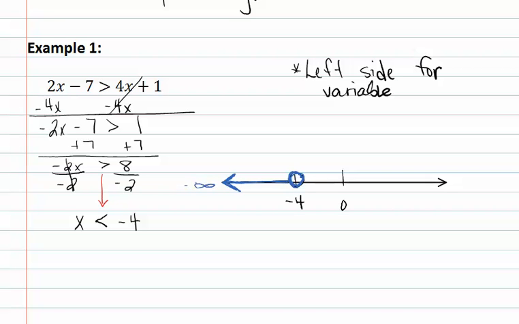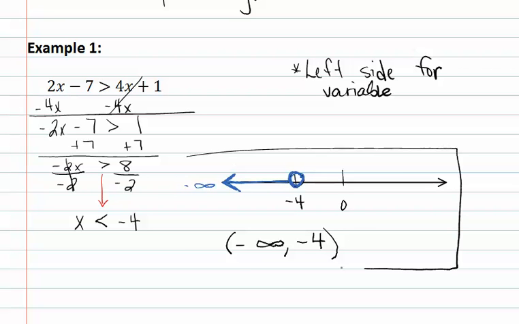Since this is going to negative infinity, our answer becomes negative infinity, comma, negative 4, parenthesis. Remember, we are using parentheses always for the infinity symbol, and then a parenthesis if it is an open dot. Both the graphing on the line and the interval notation are both parts of the answer. Let's look at this in example 2.